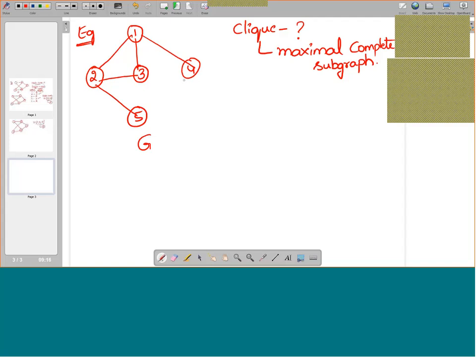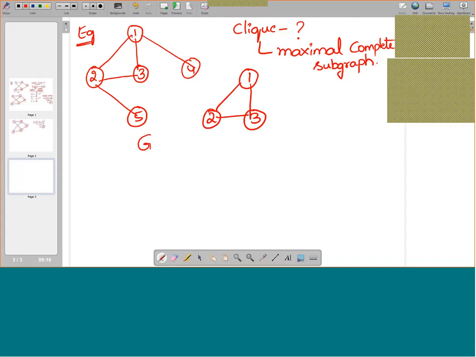Why? Because 3 to 4 and 4 to 5 in the graph have no edge. So 1, 2, 3. Good. Satvik. So 1, 2, 3 is a complete subgraph.